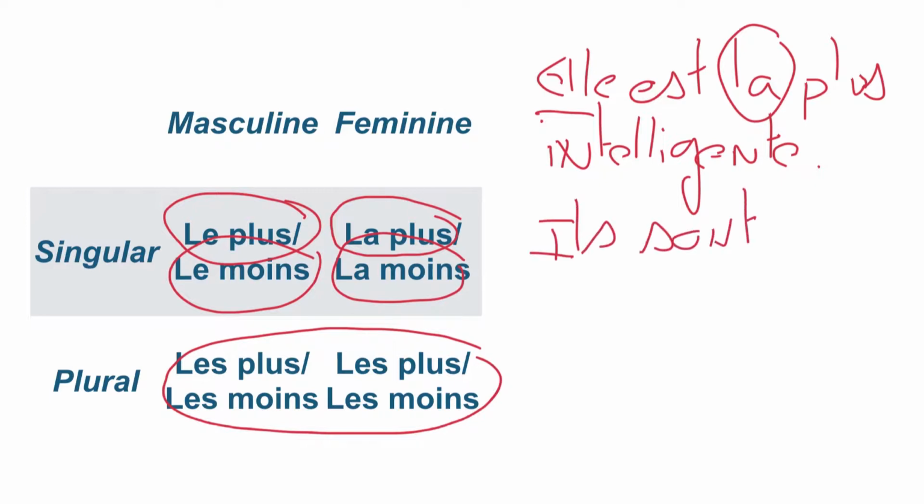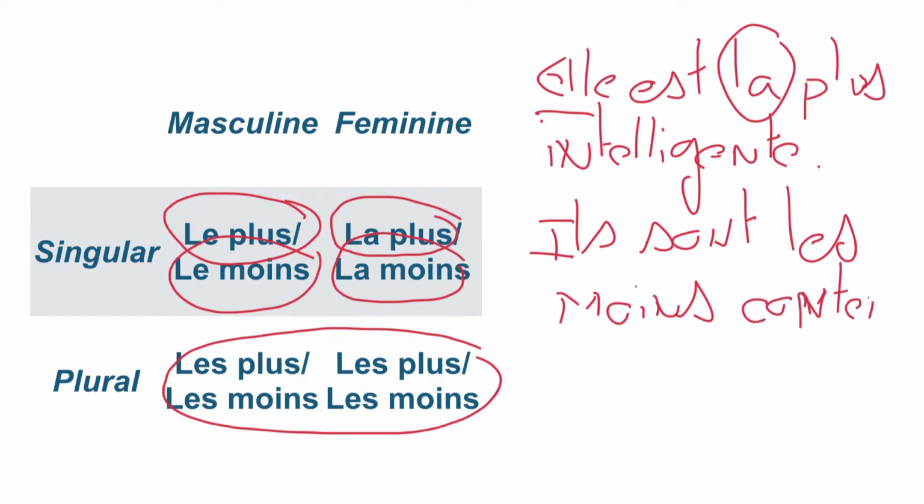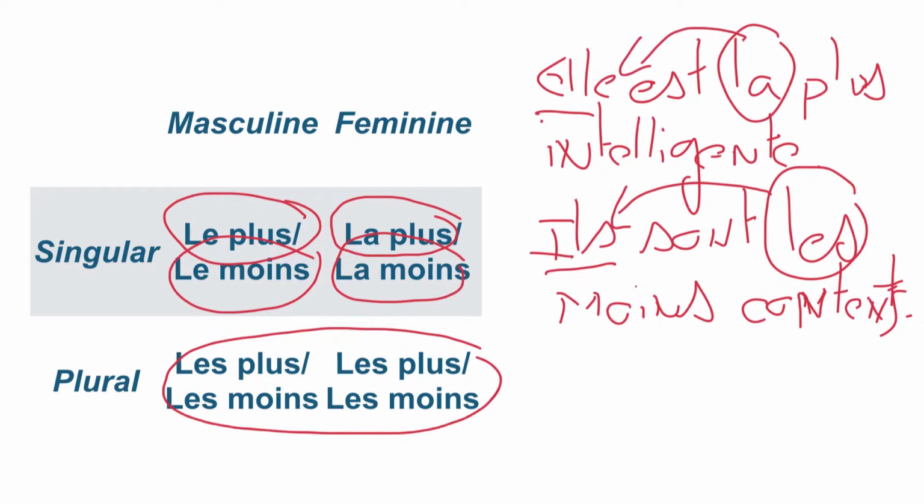If you say ils sont les moins contents, they're the least happy. Here again, same thing. You have ils, so it will be masculine plural. So you will have the article les, because it needs to agree with ils. Same way la needed to agree with elle. Okay?